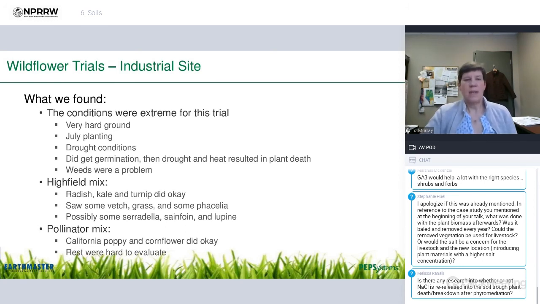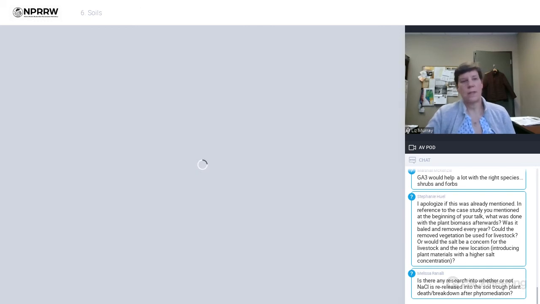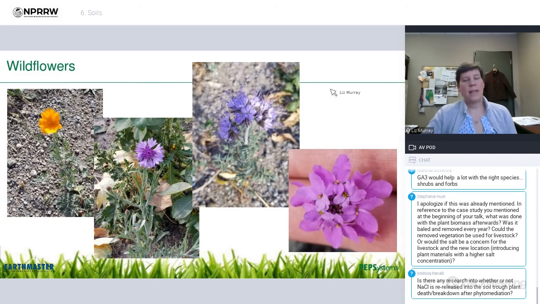So it was a challenging site to work on, but it gave us some ideas that we could probably get some success working more with some wildflowers in some of the trial sites. So that's a picture of some of the wildflowers we did get. So at least we had a tiny bit of color on the site, which was great.